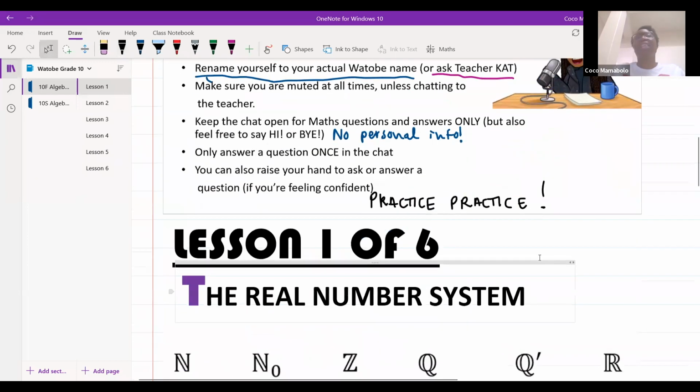So this is lesson 1 of 6. We are looking at algebraic expressions. It's the first thing we're going to be doing. And the first thing we're going to do is look at the real number system.